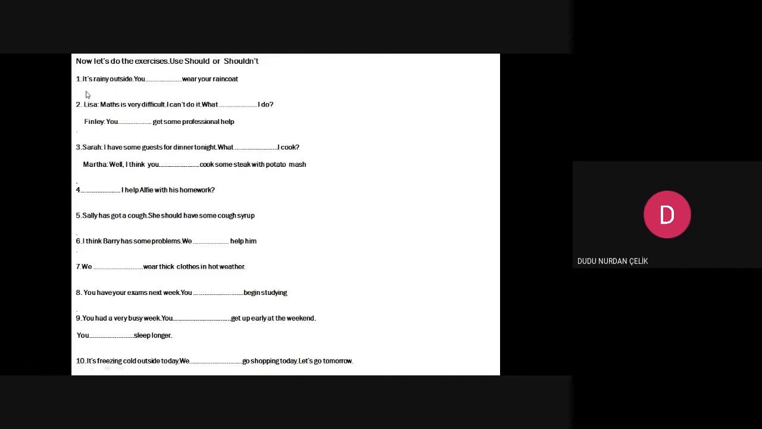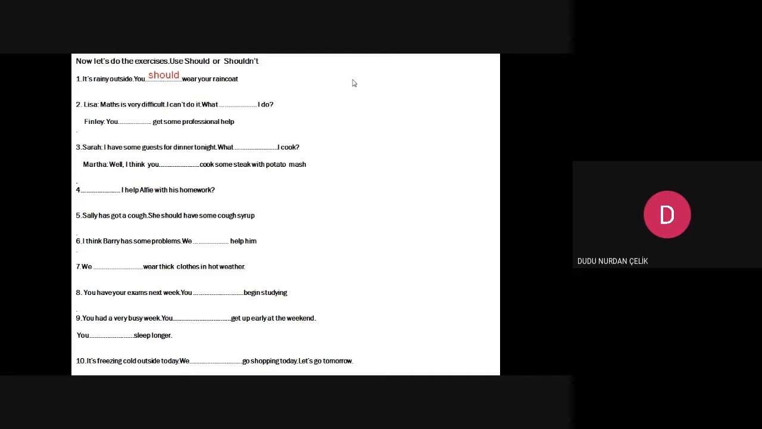It's rainy outside. You wear your raincoat. It's raining. The weather is rainy. So, what? Right. Should. You should wear your raincoat.